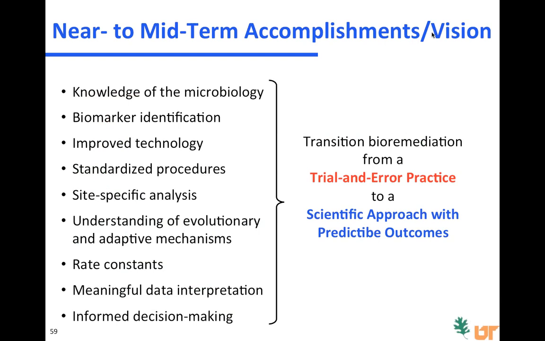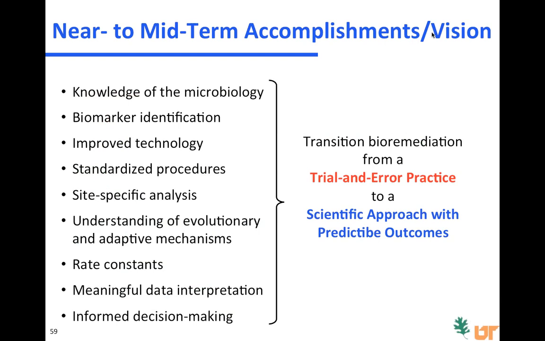So we know a lot more about the microbiology. We know a lot about biomarkers. We can certainly identify more, but we already know a lot. The technology to detect and quantify them is improving. We are developing standardized procedures so that different laboratories can easily standardize their SOPs, their standard operating procedures, and different laboratories will most likely come up with the same result for the same sample. We can tailor the analysis to specific sites so that not all of these targets must be analyzed at all sites.